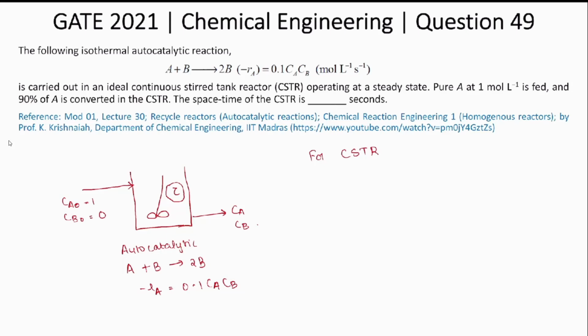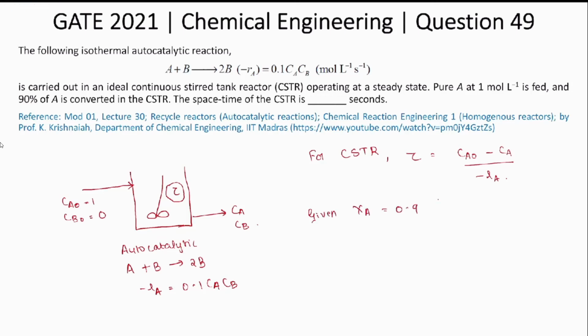So the design equation for CSTR is tau is equal to Ca0 minus Ca by minus Ra. This is what we just learned in the previous slides. So we have Ca0 here. They have given the conversion which is 90%, so we can find Ca as well. And Ca is equal to Ca0 into 1 minus Xa. And the minus Ra is given in terms of 0.1 CaCb.